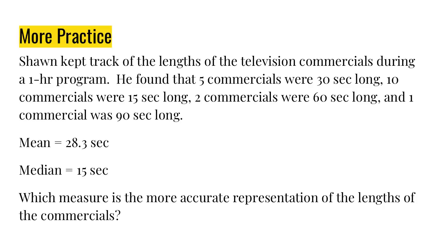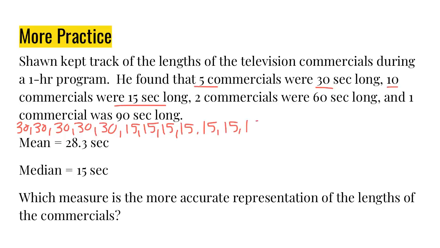On this one, I've done some of the work for you. It says Sean kept track of the lengths of the television commercials during a 1-hour program. He found that 5 commercials were 30 seconds long. 1, 2, 3, 4, 5. 10 commercials were 15 seconds long. 1, 2, 3, 4, 5, 6, 7, 8, 9, 10. 2 commercials were 60 seconds long, 1, 2, and 1 was 90 seconds long.